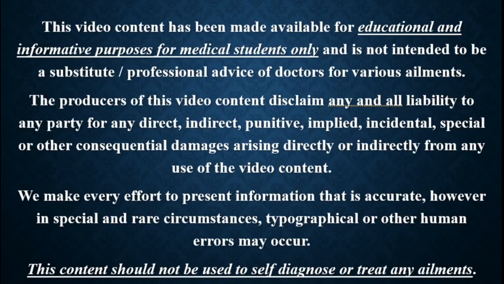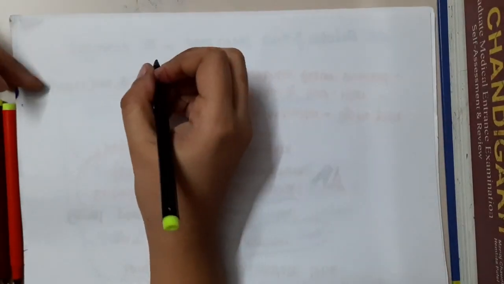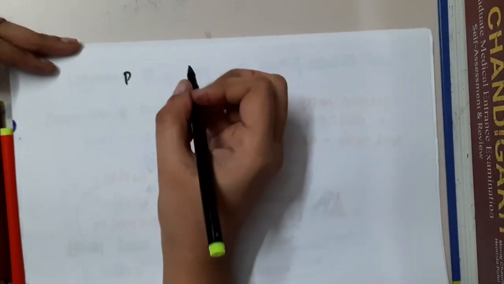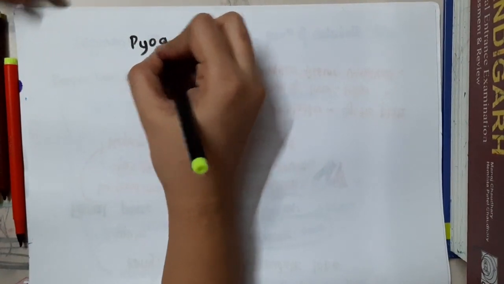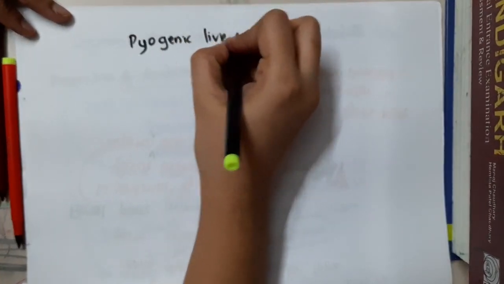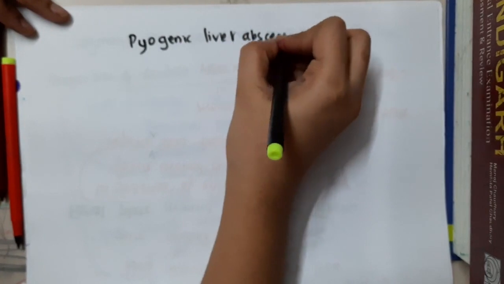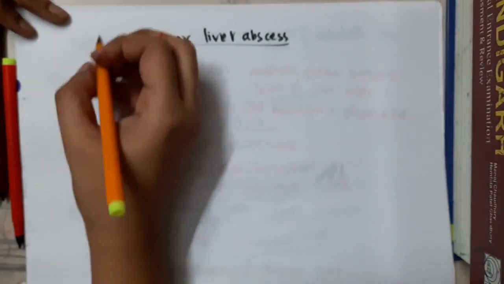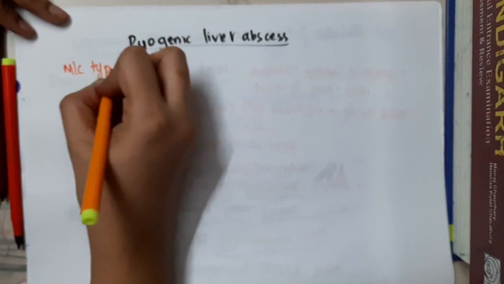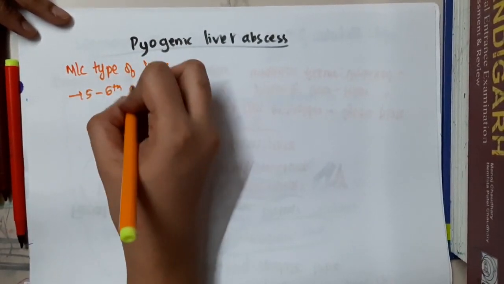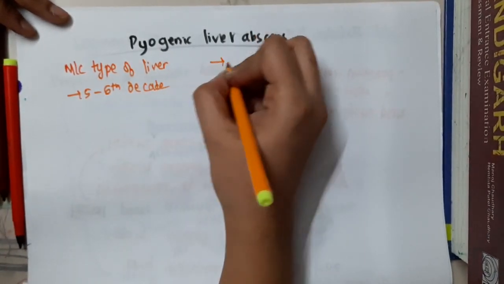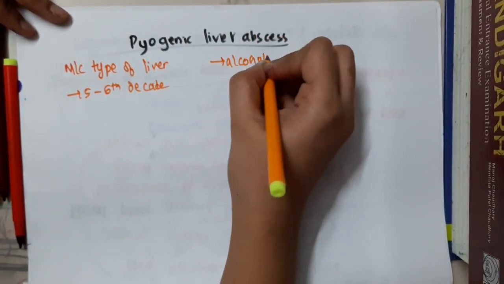In this lecture, we will learn some important points about pyogenic liver abscess. Pyogenic liver abscess is the most common type of liver abscess, and it is seen in the 5th to 6th decade, exclusively in alcoholic males.